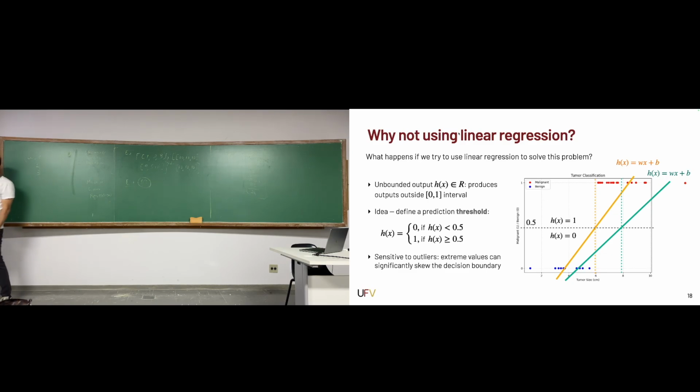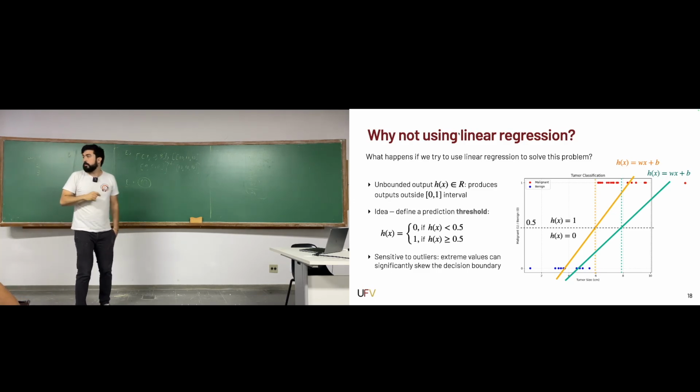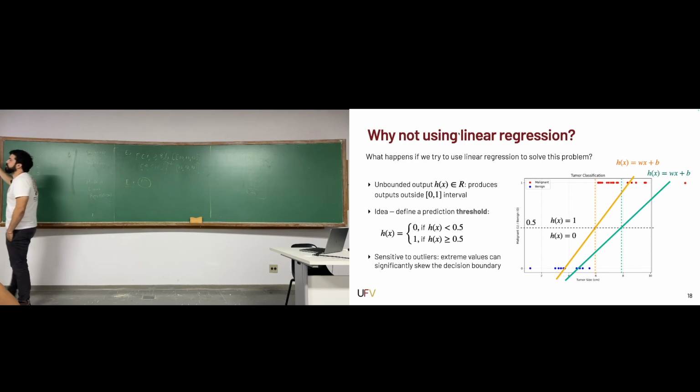But I just added one single example, and now my decision boundary changed completely. Now I'm actually making a lot of errors here, just because of one single example. So, in other words, if we try to use a linear regression with a threshold, we still have this problem of being very sensitive to outliers. If you add extreme values, they can significantly skew the decision boundary. They can change this a lot. And it shouldn't change, right?